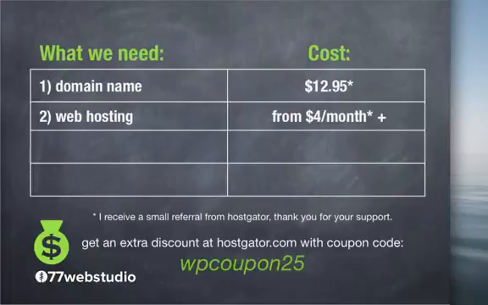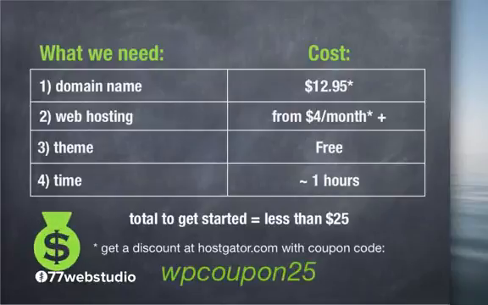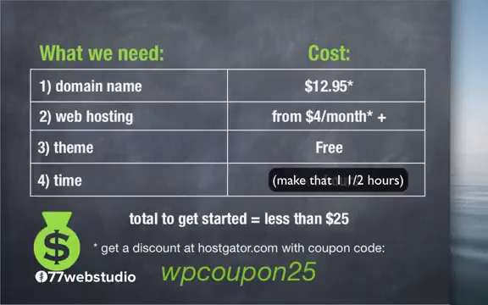Okay, so once we have the domain name and the web hosting, the next thing we'll need is the theme, and as mentioned in this video, we're going to be using the new 2013 theme. It's a free theme that comes with your WordPress installation. Then next we'll need some time, and I'm estimating it should take roughly around 1 hour or so. I'll try and go as fast as I can, but there's quite a bit to cover, so please set aside at least 1 hour to get this website up and running.